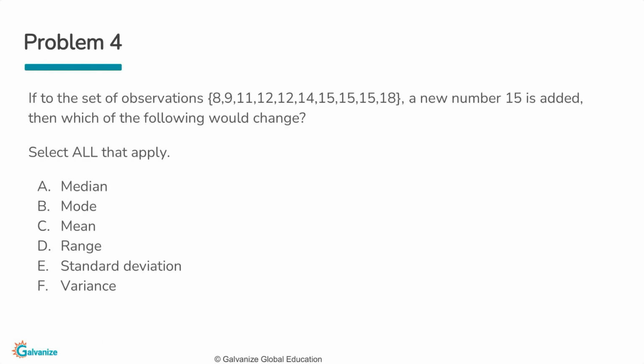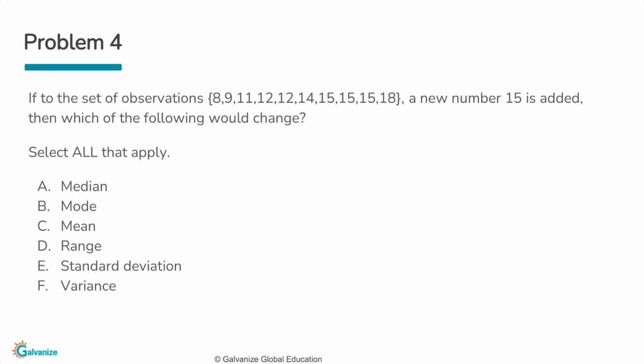If to the set of observations a new number 15 is added, then which of the following would change? A straightforward, basic question. Can you all answer it? I'll give you just 1 minute to answer this. A new number 15 is added. See the data set and you will immediately get the answer. Which of the following would change?